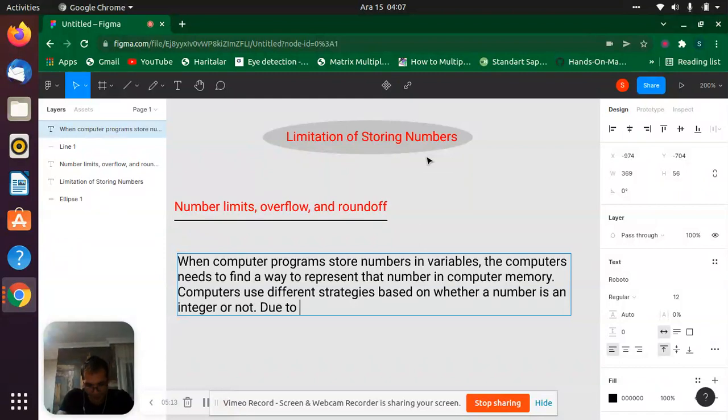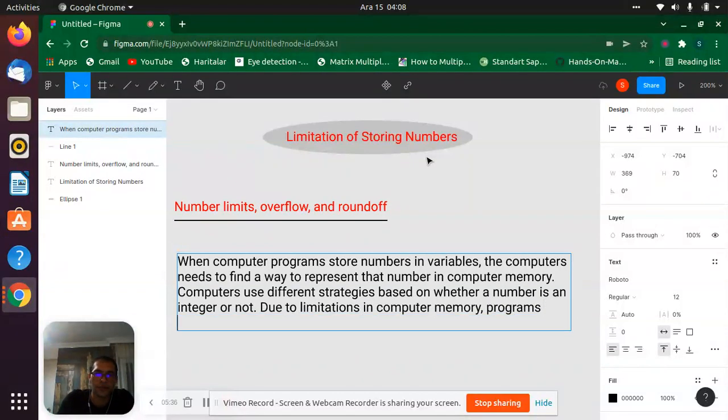Due to limitations in computer memory, programs sometimes encounter issues. Important place here.